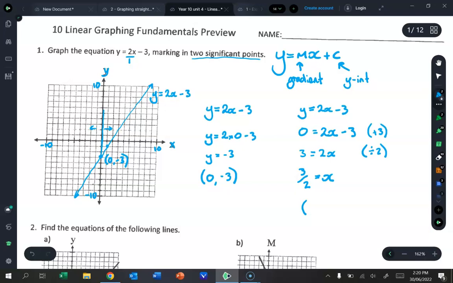So that coordinate is when x is 3 on 2, y is 0, and that we might make our second significant point. We'll mark it in, and that question's been answered.